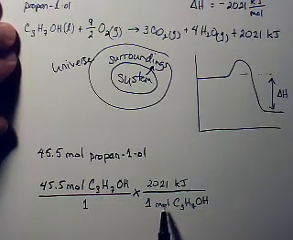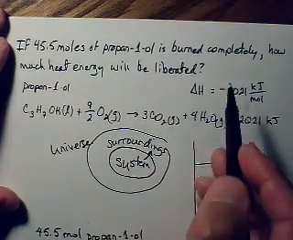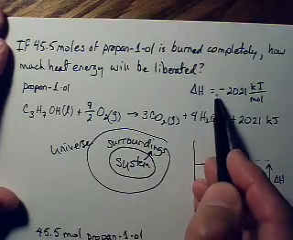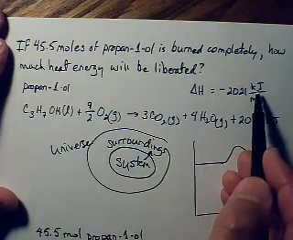Well, I did put per mole. When I put it over 1 mole, that's per mole. It's a different way of writing the same thing. So this number right up here, the delta H, is negative 2,021 kilojoules per mole.